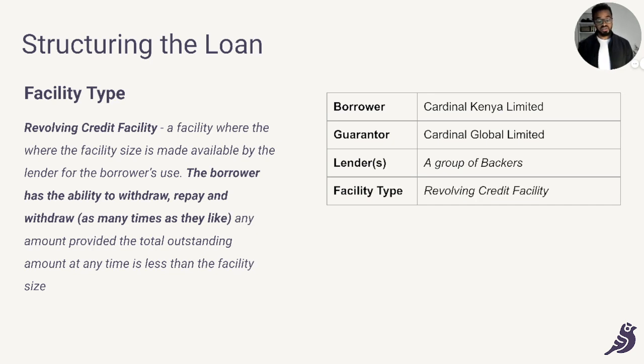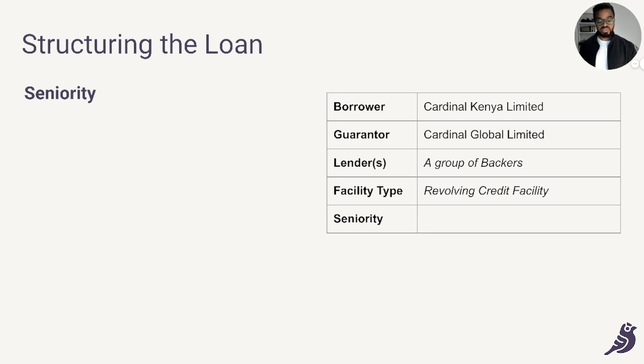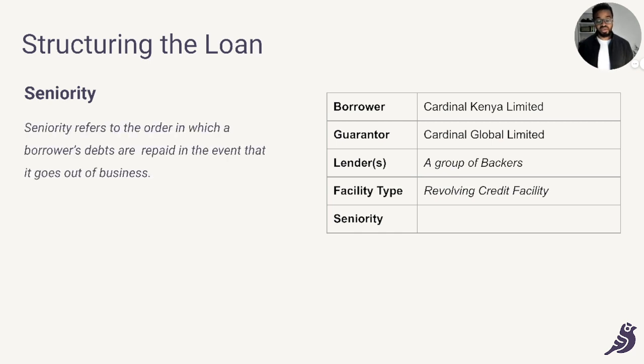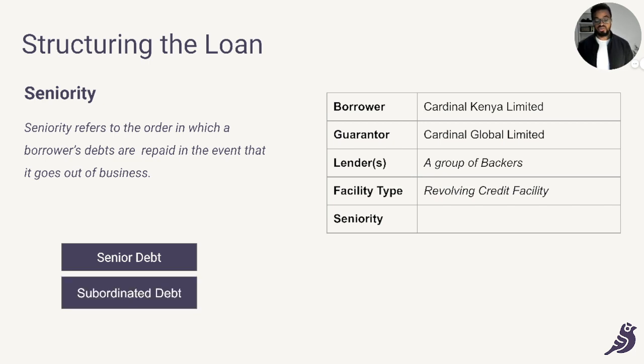Next, we try to determine the seniority of a loan that we extend. Seniority refers to the order in which a borrower's debt is repaid in the event that it goes out of business. The highest ranking debt in order of seniority is referred to as senior debt, and a senior debt holder has the first claim on a company's assets. All other debt is referred to as subordinated to senior debt, meaning that in the event of a bankruptcy, a borrower will first pay out all of its senior debt holders before paying its subordinated debt holders.